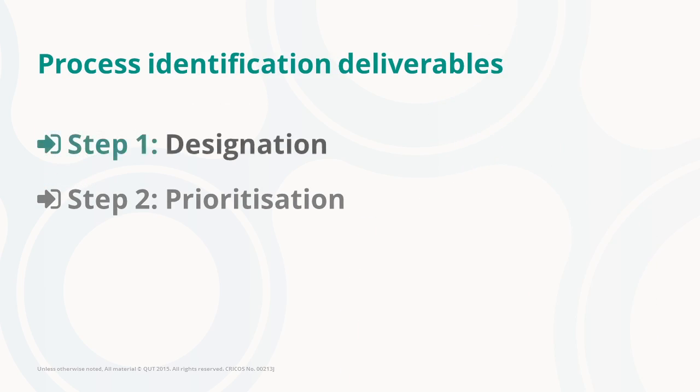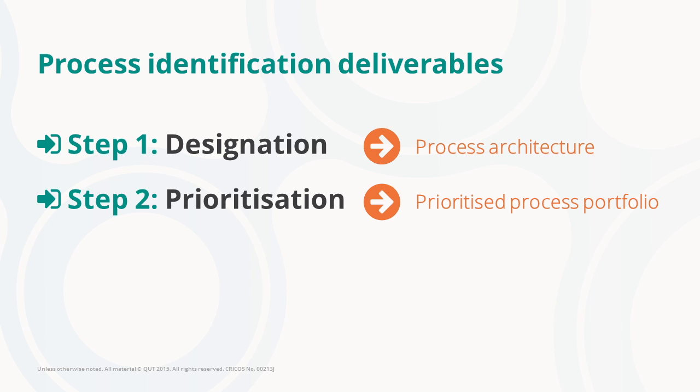So the result of the designation phase is the process architecture, which is also the main deliverable of the process identification phase. Whereas we can perform the prioritization step by coming up with a prioritized process portfolio, where we put on the canvas the various processes according to how they ranked in each of these three dimensions.